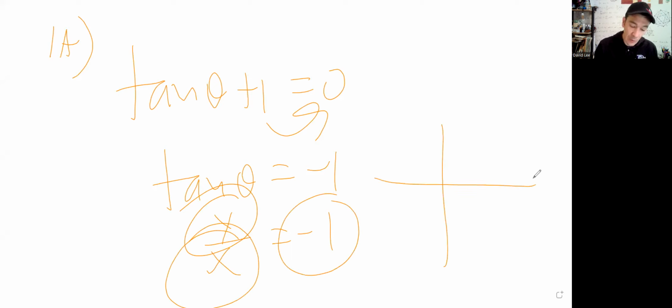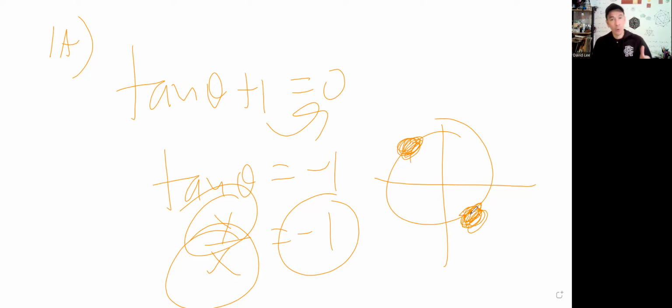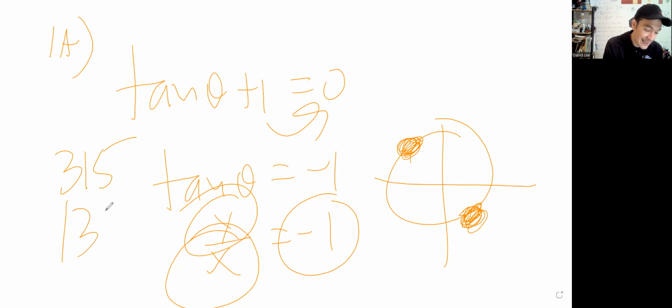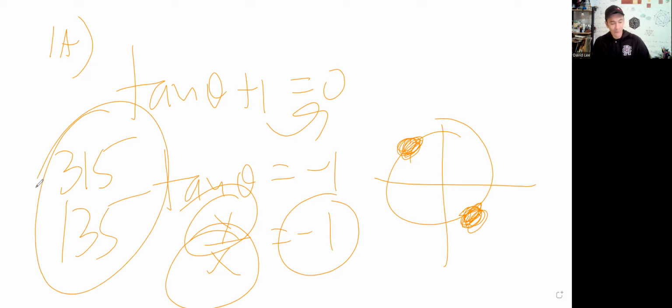Well, on your unit circle, that would happen here and that would happen there at 135 and 315, because at those locations, the x and y coordinates are the same number, but one of them is positive and one of them is negative. And it doesn't matter which one's positive, which one's negative, as long as it is one of each. And that's why the answers are 315 and 135 for 1a.